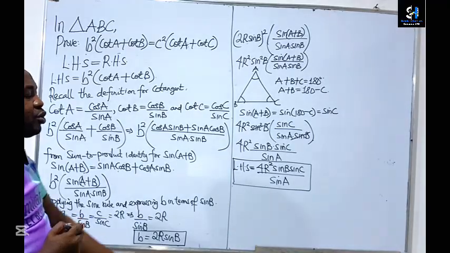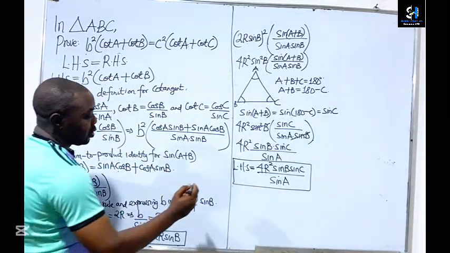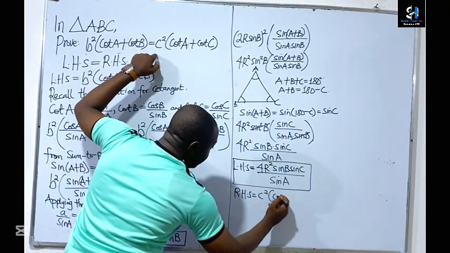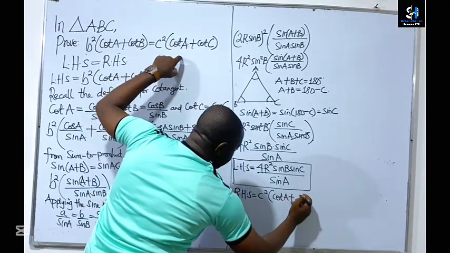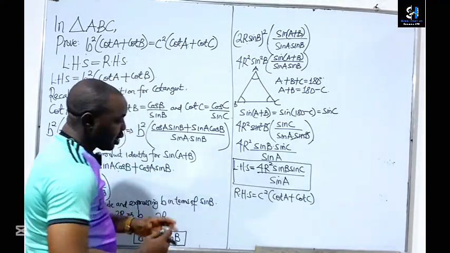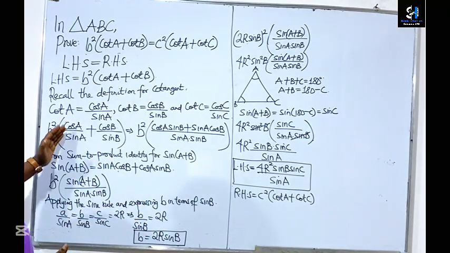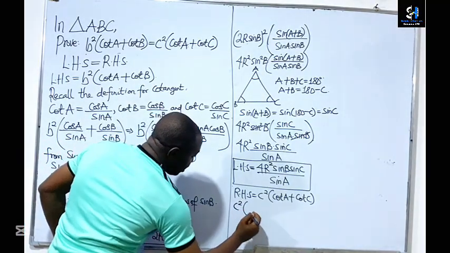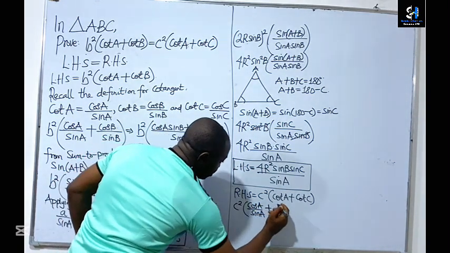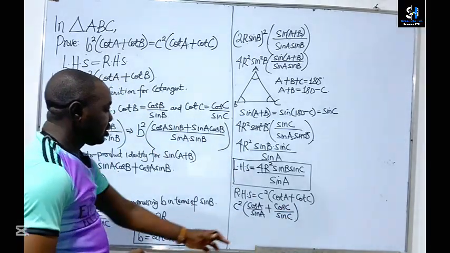Okay, now are we going to get the same identity for the right hand side? Let's find out. The right hand side equals C squared (cot A plus cot C). Now again, we're going to use the definition for cotangent, the same way we did here. So this will be C squared (cos A divided by sine A plus cos C divided by sine C).